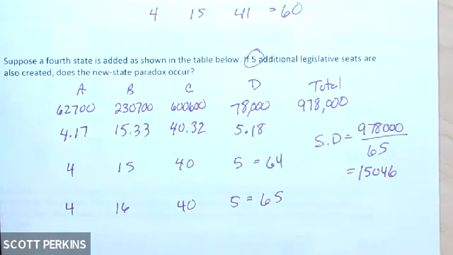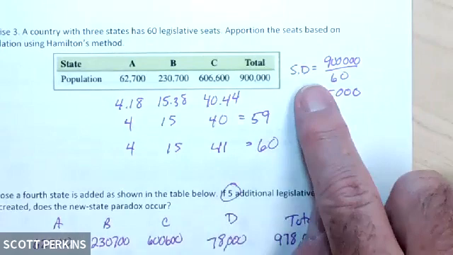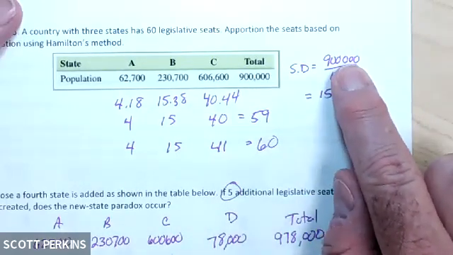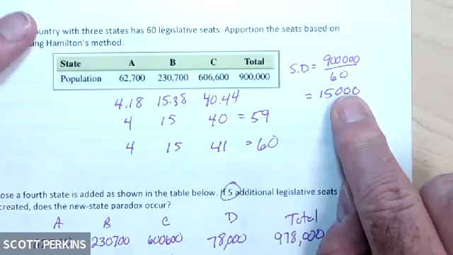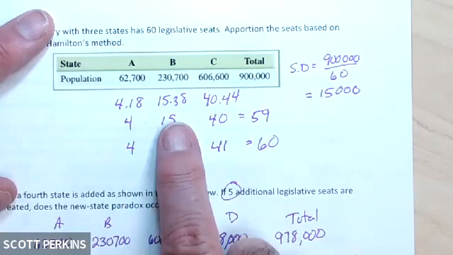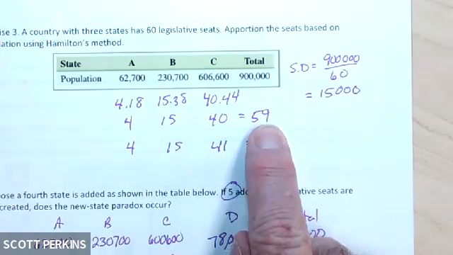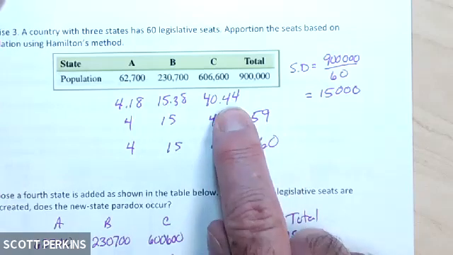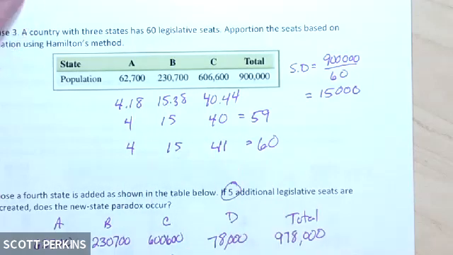Okay, so just for time's sake, sorry about the drawing there. So at the top, the standard divisor was the population 900,000 divided by 60. So that divisor is 15,000. You divided 15,000 into each of the numbers. And when I truncate, I got 4, 15, and 40. That's 59. And I added the extra 1 to state C because state C had decimal 0.44. So here's the apportionment, 4, 15, 41.